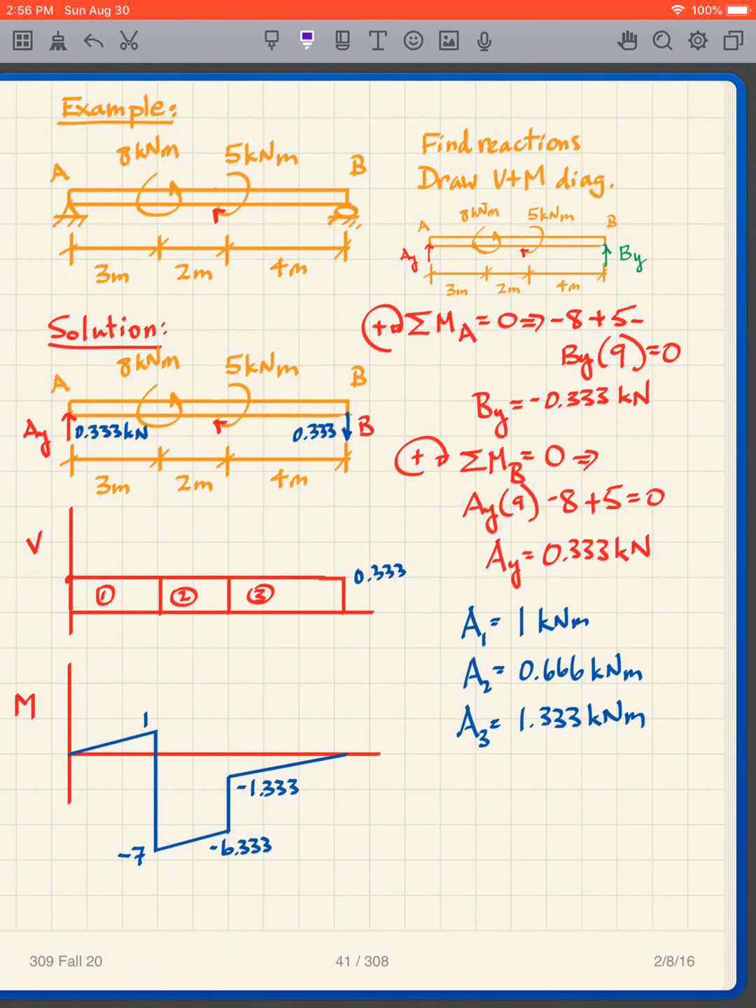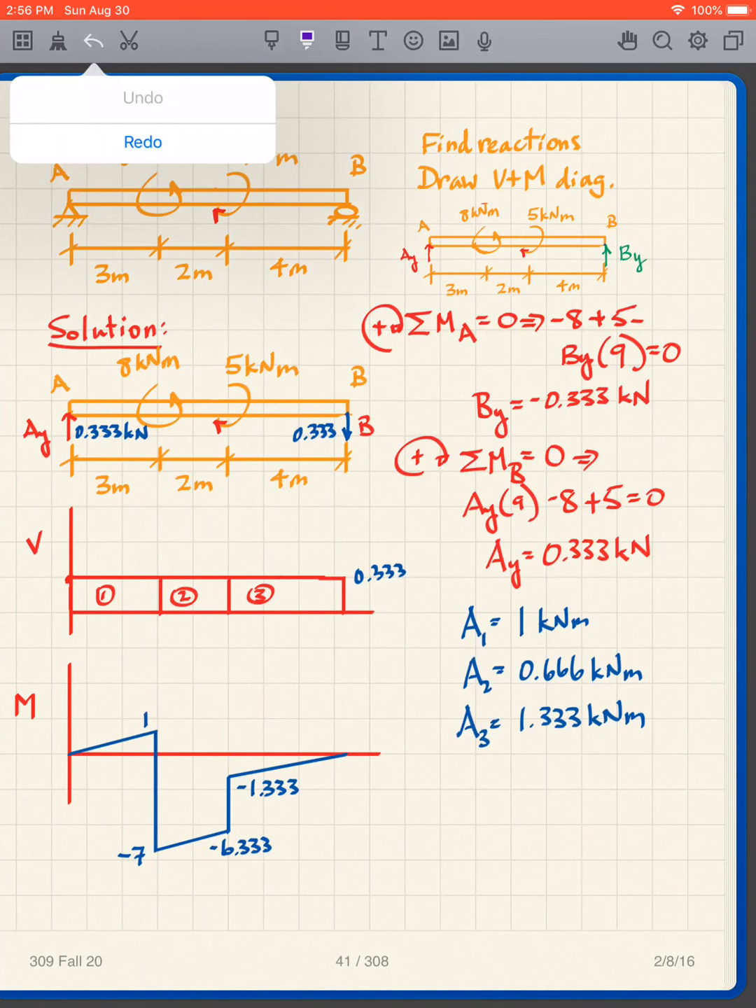All right, let's try this. And so I have a concentrated moment there, I have a concentrated moment there, and there's my beam. I'm not going to go through the reactions. You can pause the video and see the reactions here. So I get my AY is 0.333 upward, my BY is 0.333 kilonewtons downward. And what does that mean for my shear diagram? Well, it means my shear diagram starts at 0, I follow that area up 0.333 and I go down 0.333, I end up back at 0.